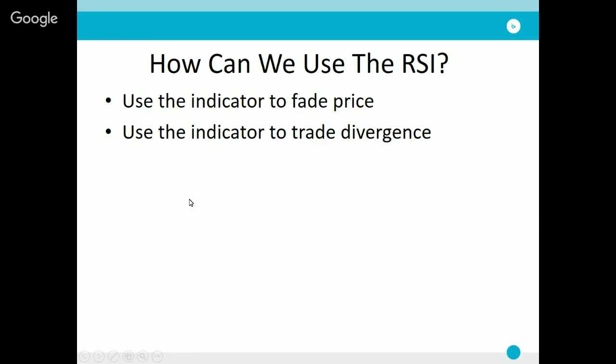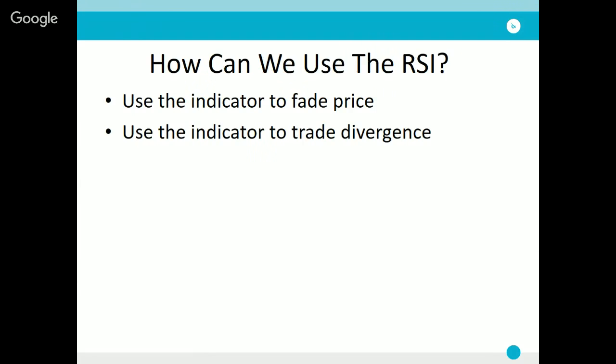So one of the most common ways to use the indicator, which you probably guessed by now, is looking to fade price when the indicator moves into extreme levels. And by fade, I mean looking to trade an anticipated reversal in price. So we know that when the indicator moves into extreme levels, it's suggesting overstretched momentum in price. So we can then look to capitalize on this by trading a reversal or anticipating that a reversal will occur.